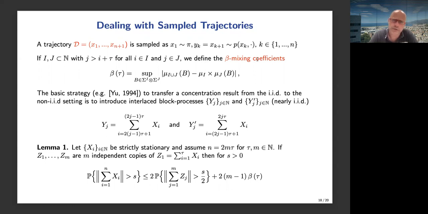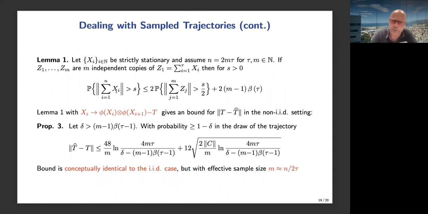the process mixes. If we look at two random variables in the process, or two segments of the process, which are far separated, how far do they need to be so that the two random variables can be considered as essentially independent? This is captured by this mixing coefficient. And then by some reasoning, which goes back to work by Bin Yu, we are able to extend the bounds which I just presented to the more practical scenario in which the data is obtained by sampling along the process.